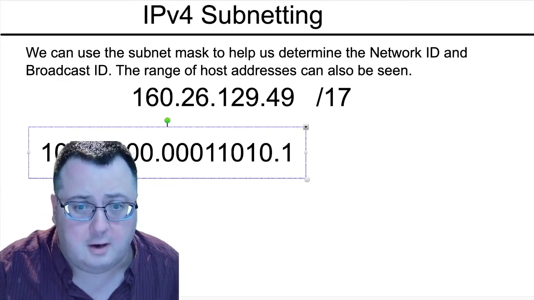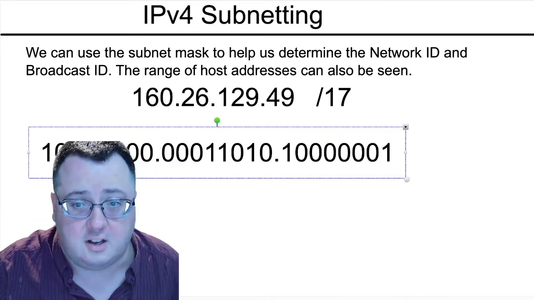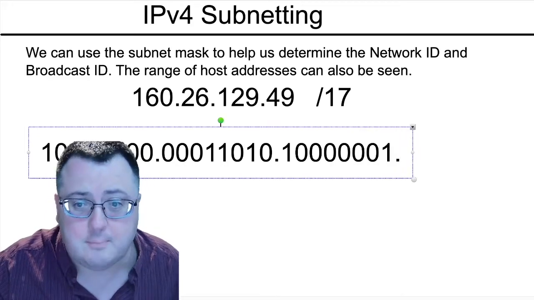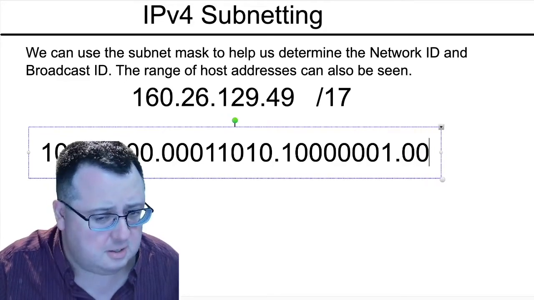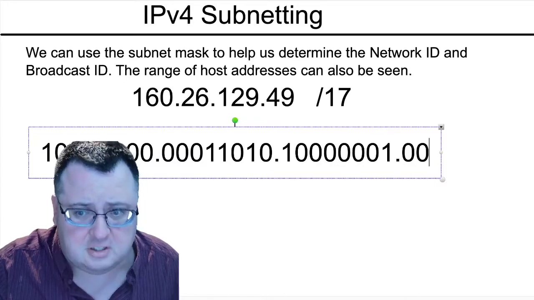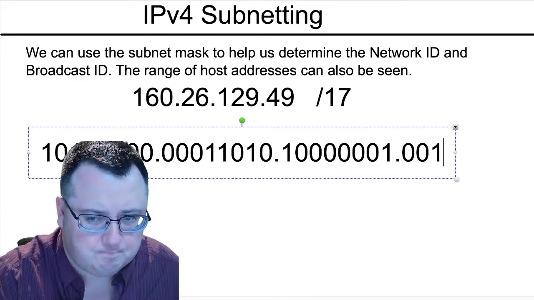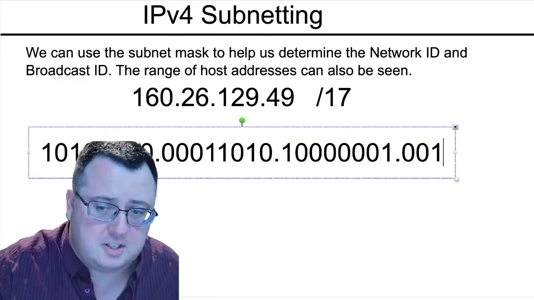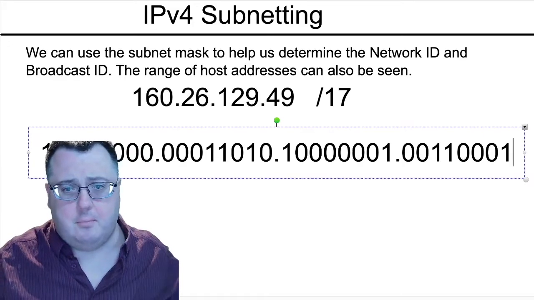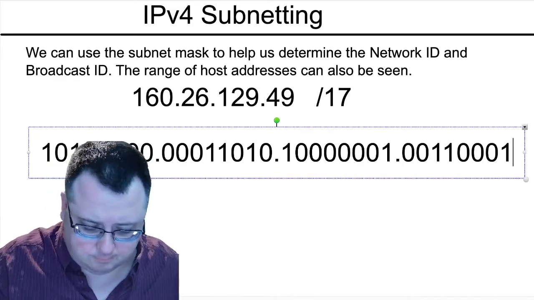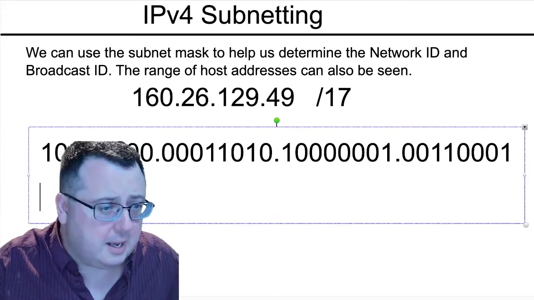129, well that's going to be 1 for the 128. 6 zeros. And then 1 more because 128 plus 1 makes 129. And then 49, well, it's not going to be 128 or 64, but we will be able to get 32 out of that. So 49 subtract 32 gives me 17. 17 can be made from 16 and 1. And that is the network address there, converted. The mask, well, a /17 means I'm going to have 17 ones.